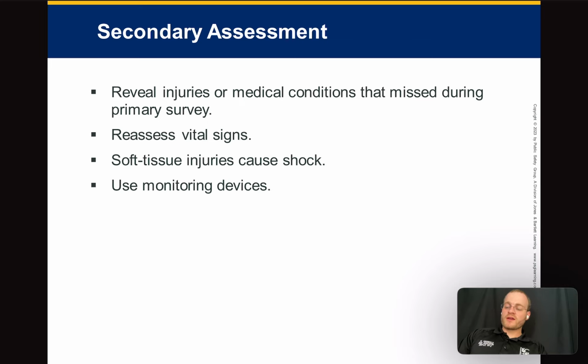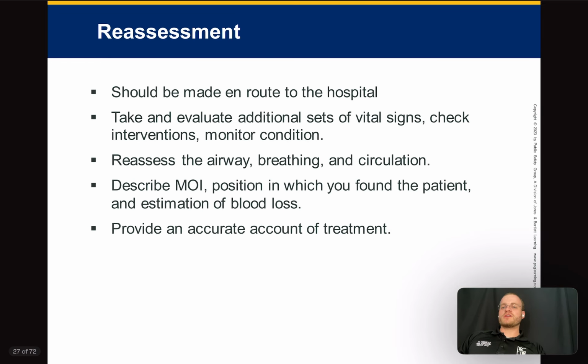You should be aware that, for example, if you were to take a baseball bat to the mid-femur, you could lose a liter or more of blood in your thigh space. So it's a lot of blood that could lead to shock. Just be aware that you can lose a lot of blood from internal injuries, even internal soft tissue injuries, okay? And we would use our monitoring devices, okay?